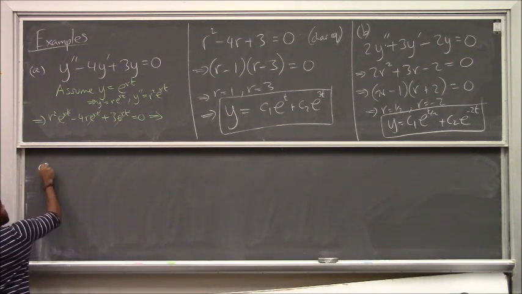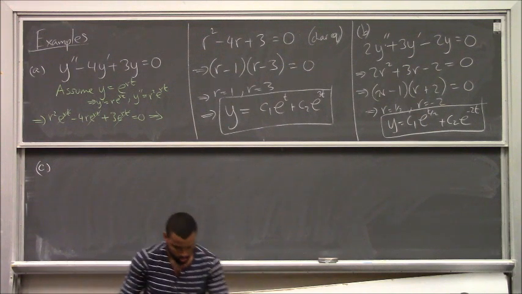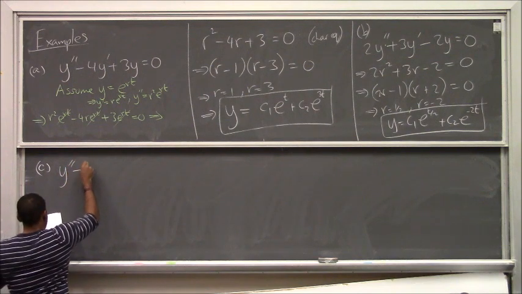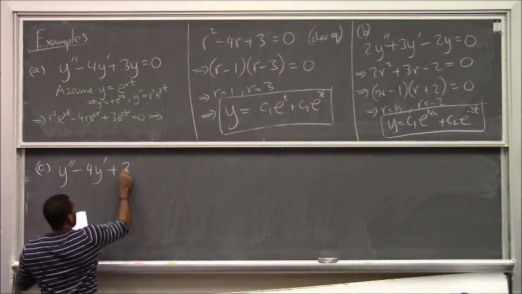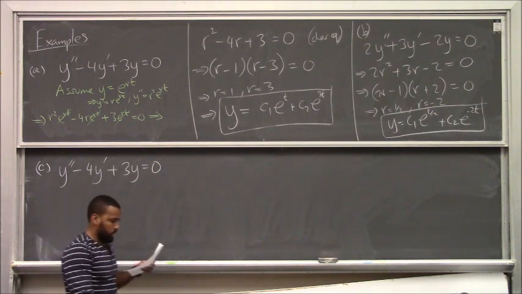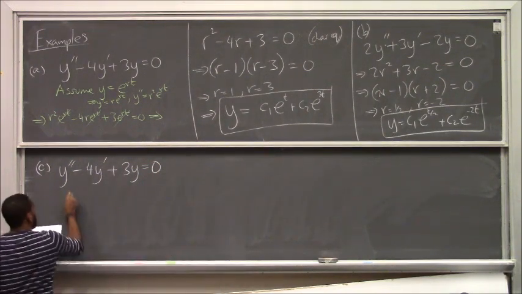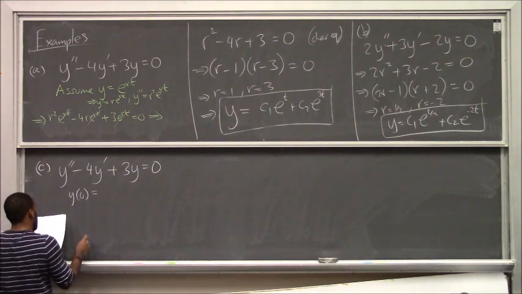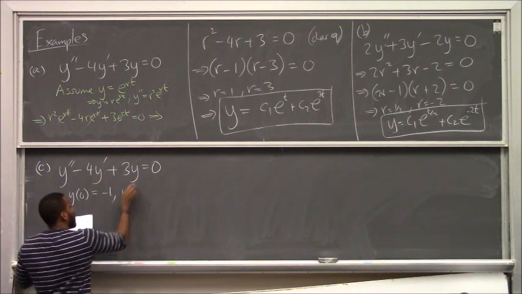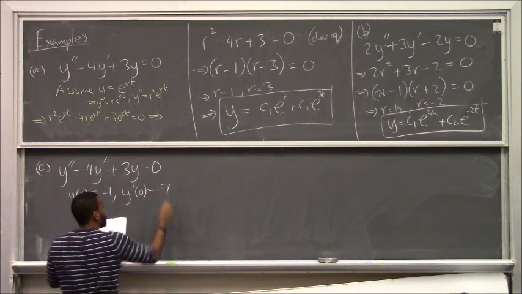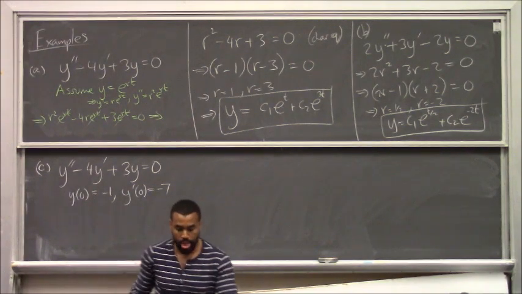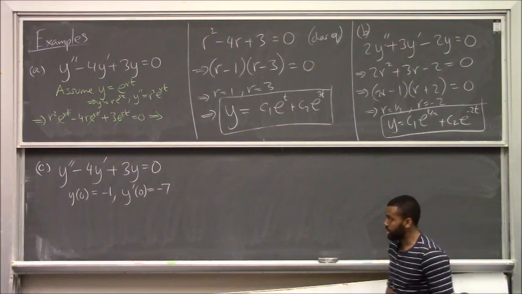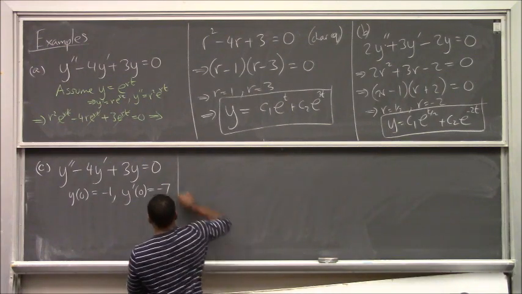The third example. This one gave us initial conditions, so we're going to answer your question about how you find the C's. Here we're told that y of 0 is minus 1, while y prime of 0 is minus 7. Now we need two initial conditions because we have two unknowns that we need to solve for. So we can't have two unknowns and only one equation. That's where these initial conditions come from.